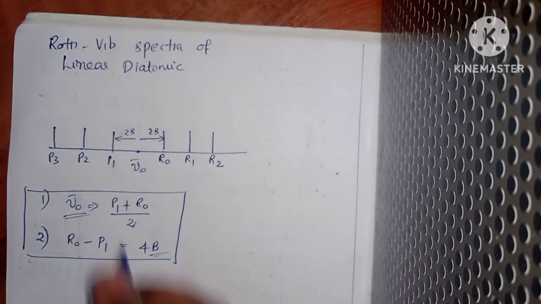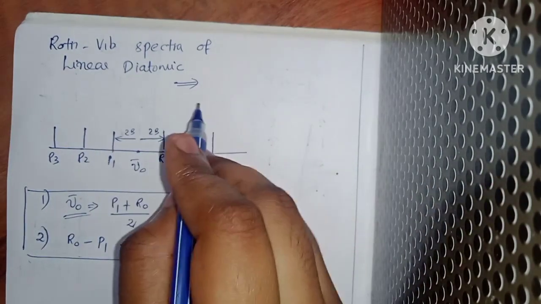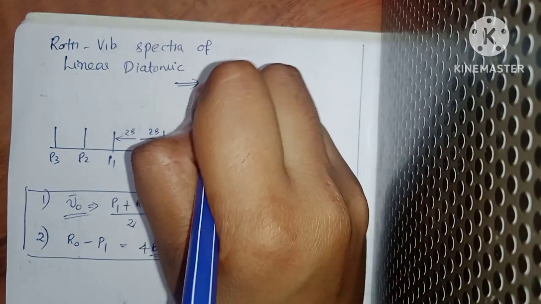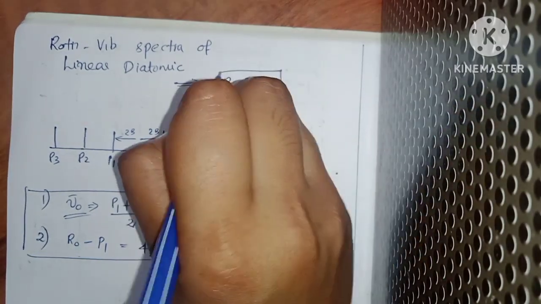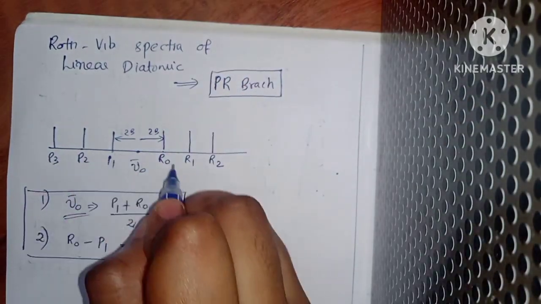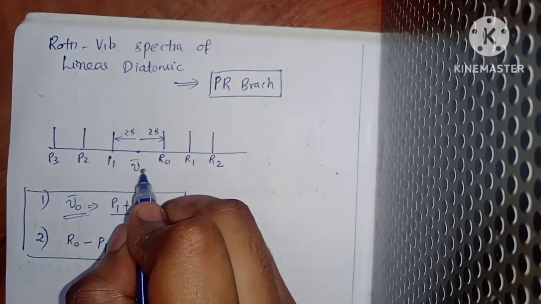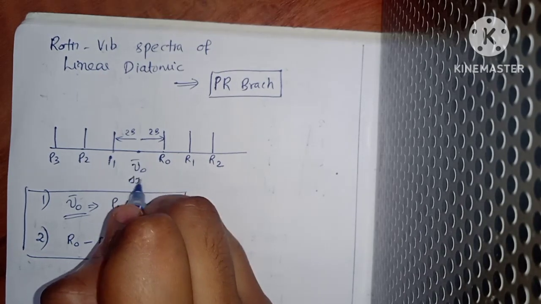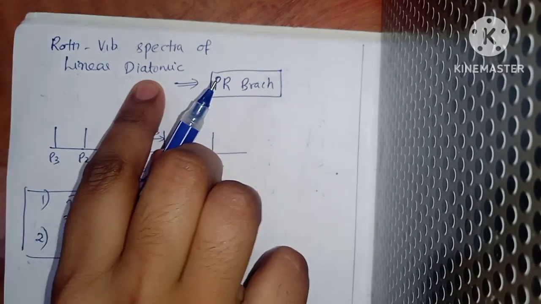So what we are studying is that the rotational vibrational spectra of a linear diatomic molecule is a PR branch. That means there will be peaks in the P branch and R branch, and there is no peak at mu bar 0 because delta J equal to 0 is not possible in the case of a linear diatomic molecule.